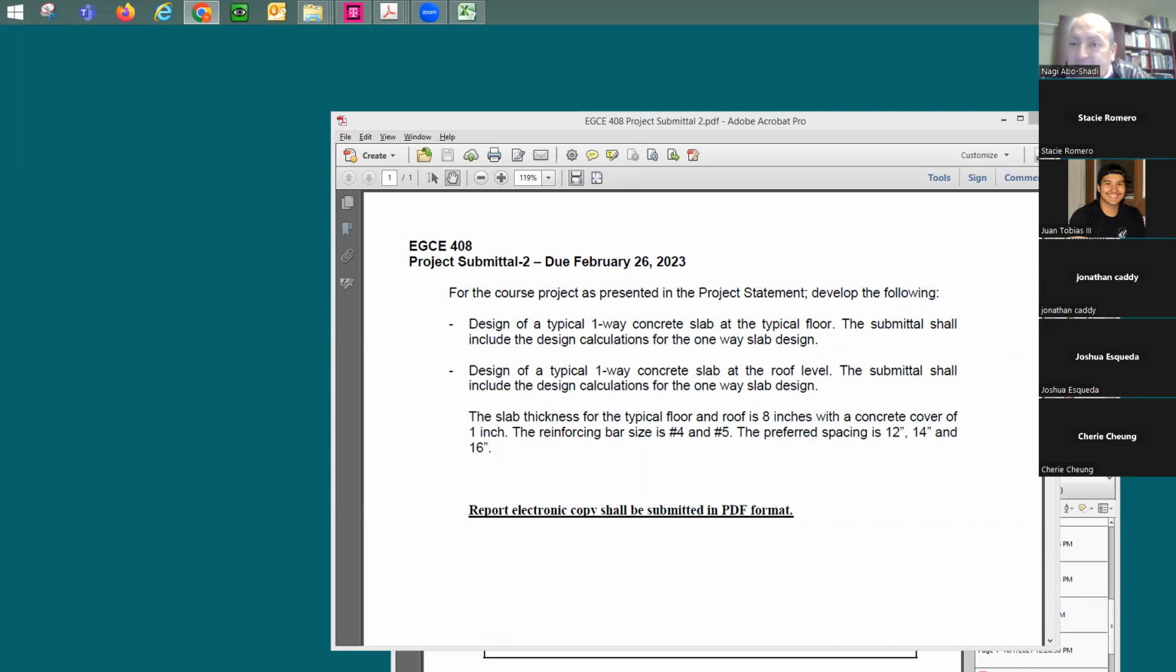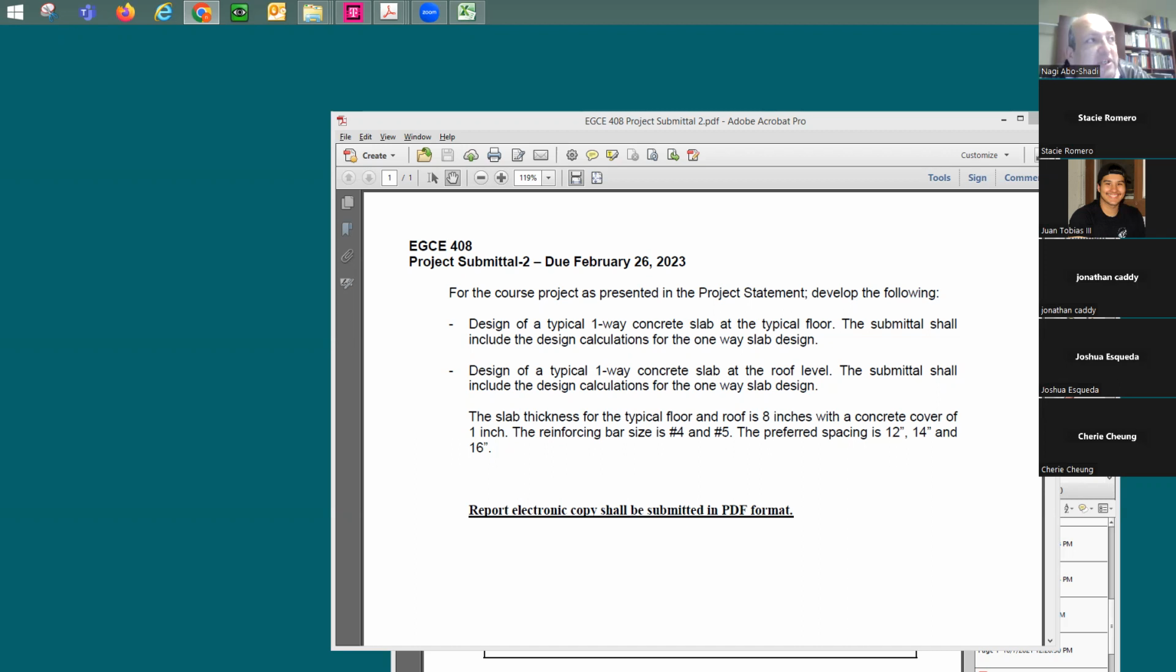Professor, is the roof level any different since it's the same thickness? Is the roof level submittal any different? Yeah, it is the live load. You can end up with the same reinforcing, right? But the live load is going to be different. Your demand is different. Okay.